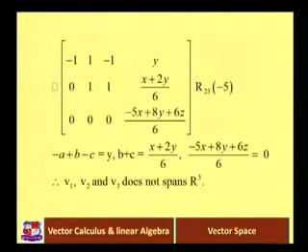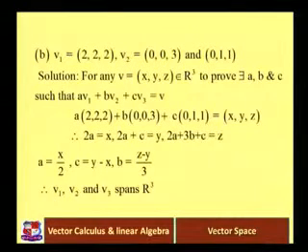Let's take one more example. V1 is equal to (2, 2, 2), V2 is equal to (0, 0, 3), and V3 is equal to (0, 1, 1). So for any V equal to (X, Y, Z) belonging to R3, to prove there exist A, B and C such that A V1 plus B V2 plus C V3 is equal to V. So A into (2, 2, 2) plus B into (0, 0, 3) plus C into (0, 1, 1) is equal to (X, Y, Z).